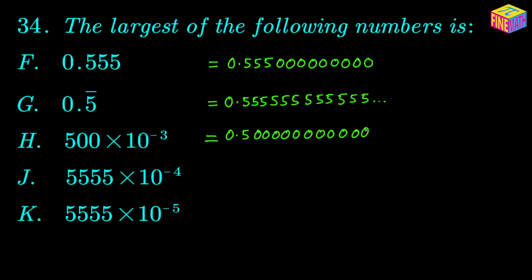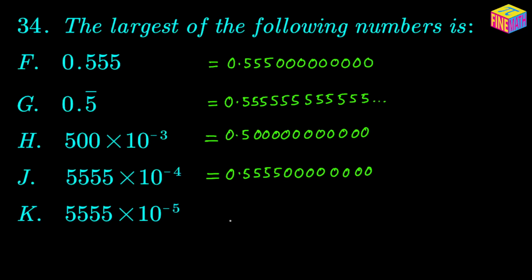How about the fourth number? Well, the fourth number is 5555 over 10 to the power 4, which is 10,000. And if we do the division, it is going to turn out to be 0.5555. So we can write it like this: 0.5555 and nothing else. I'm going to put a few more zeros to make it 12 positions after the decimal point. So the fourth number looks like this.